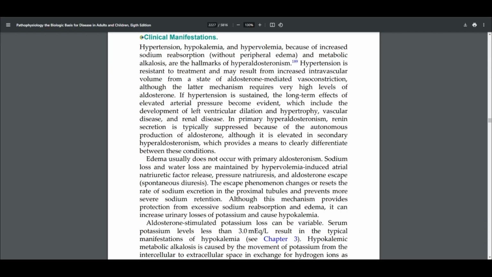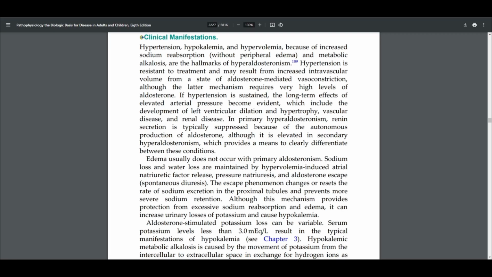These are hallmarks of hyperaldosteronism. Hypertension is resistant to treatment and may result from increased intravascular volume or from aldosterone-mediated vasoconstriction. Although the latter mechanism requires very high levels of aldosterone, if hypertension is sustained, the long-term effects of elevated arterial pressure become evident, which include the development of left ventricular dilation and hypertrophy, vascular disease, and renal disease.